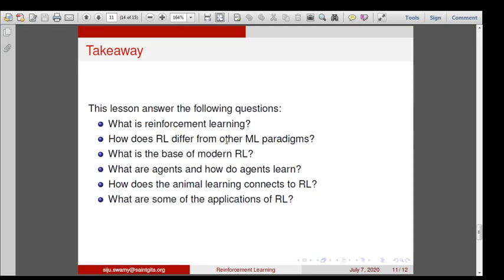What is the base of modern reinforcement learning? The base of modern reinforcement learning is Harry Harlow's generalized reinforcement theory. What are agents and how do agents learn? The objects that learn from the interaction with the environment are called agents. And how does an agent learn? The agent learns with the help of continuous interaction and feedback from the environment. How does animal learning connect to reinforcement learning? Reinforcement learning is actually a mathematical model of animal learning or human learning.